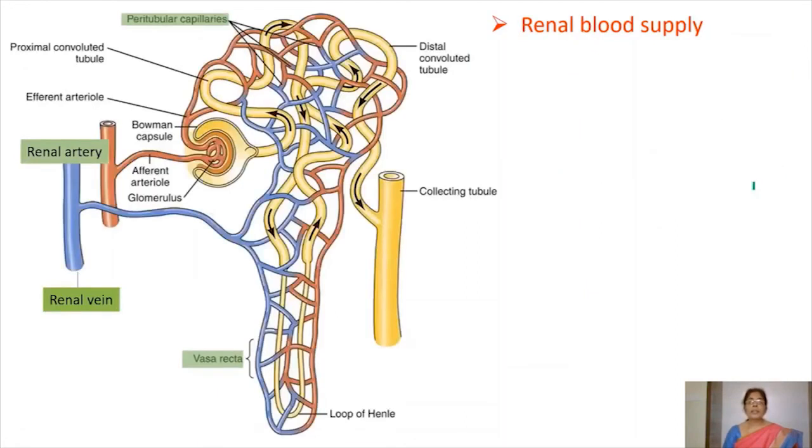This is about the location of different parts of nephron. Now coming to the renal blood supply. So renal ante related to kidneys. Kidneys lo blood supply ఏ విధంగా ఉంటుంది?